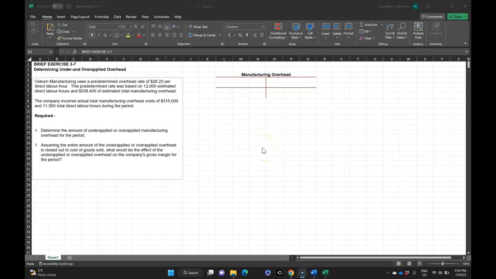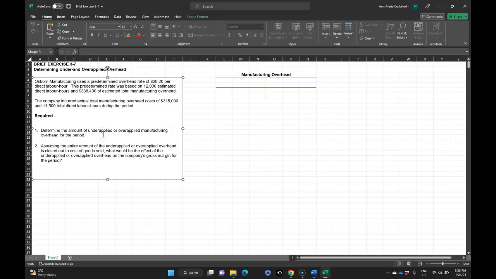So what I like to do is read the required before I start doing the work. So in brief exercise 3-7, 1, it says determine the amount of underapplied or overapplied manufacturing overhead for the period. And then 2, assuming the entire amount of the underapplied or overapplied overhead is closed out to cost of goods sold, what would be the effect of the underapplied or overapplied overhead on the company's gross margin for the period? So let's do number 1.